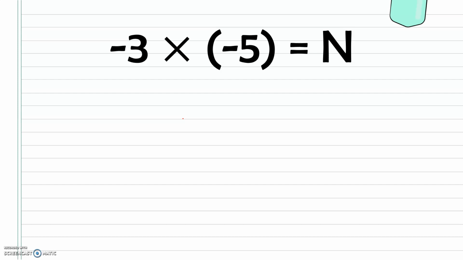First, negative 3 times negative 5 equals n. Again, in multiplying integers, we simply multiply the integers as if they are whole. So 3 times 5 will give us 15. To identify what the sign of our product will be, we just have to count the number of negative factors. We have 1 negative factor and 2 negative factors. 2 is an even number, therefore the sign of our product is positive. So when you multiply negative 3 and negative 5, the answer is a positive 15.